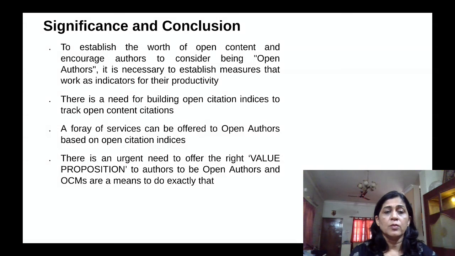Significance. To establish the worth of open content and encourage authors to consider being open authors, it is necessary to establish measures that work as indicators for their productivity. There is a need for building open citation indices to track open content citations. A foray of services can be offered to open authors based on open citation indices and open citation databases. There is an urgent need to offer the right value proposition to authors to be open authors, and OCMs are a means to do exactly that.